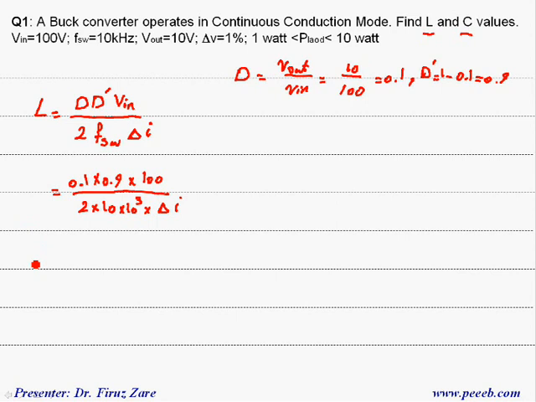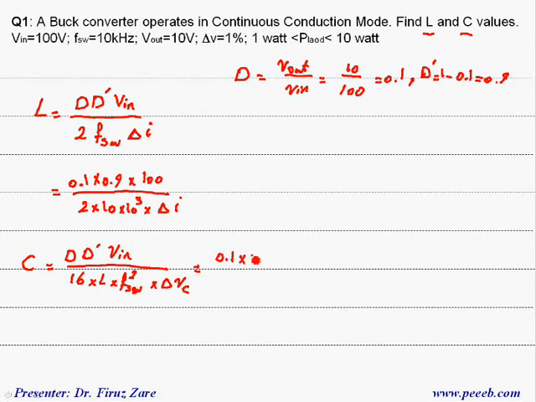And the capacitance value here is basically equal to D' Vin divided by 16 times L times switching frequency times delta Vc. So again we know these parameters except the inductance value.